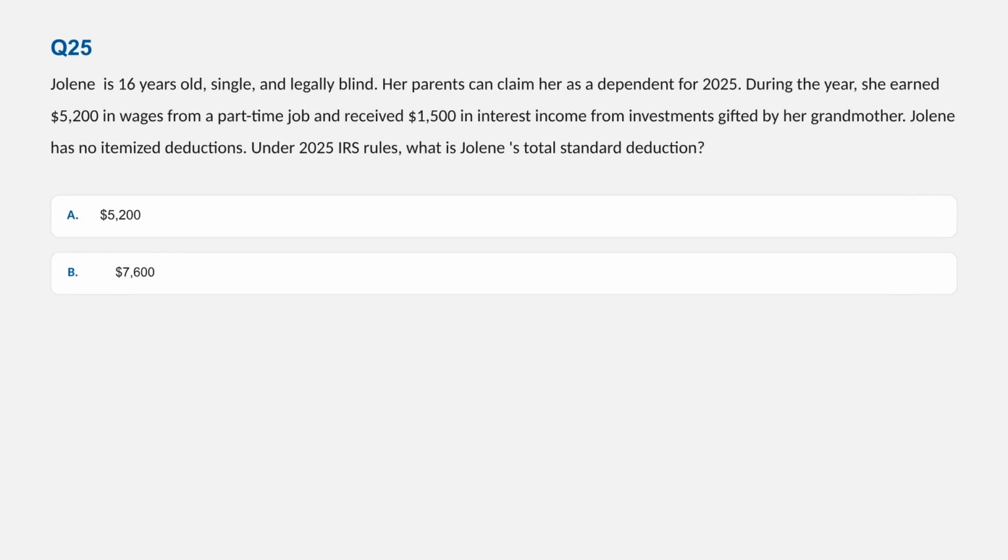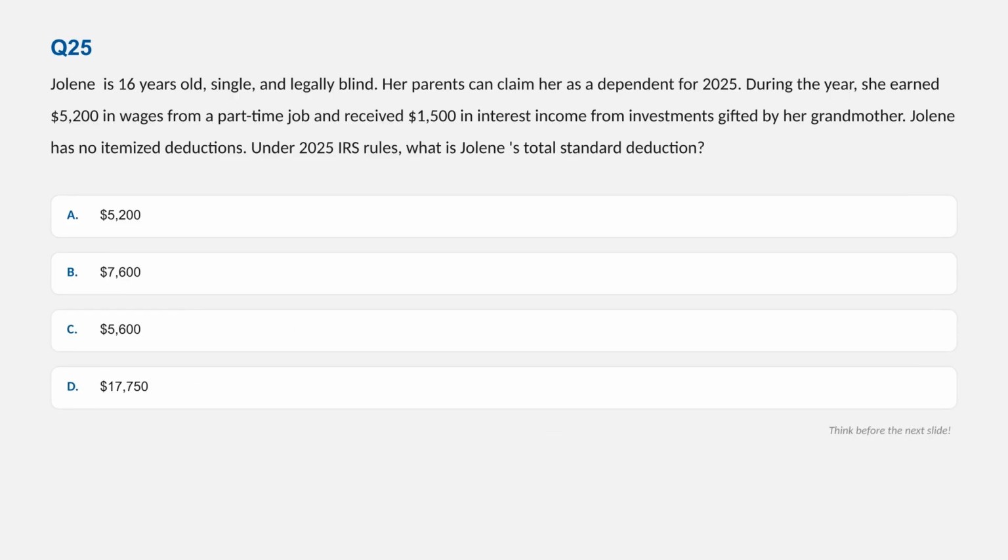Alright, let's move to question 25. Jolene is 16 years old, single, and legally blind. Her parents can claim her as a dependent for 2025. During the year, she earned $5,200 in wages from a part time job and received $1,500 in interest income from investments gifted by her grandmother. Jolene has no itemized deductions. Under 2025 IRS rules, what is Jolene's total standard deduction?